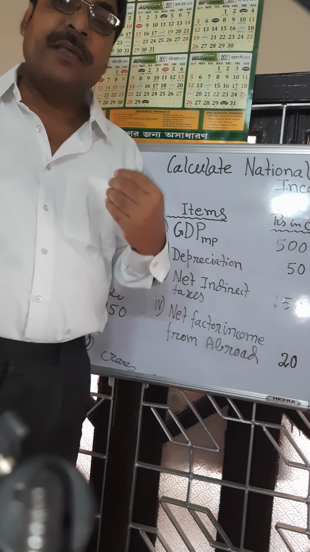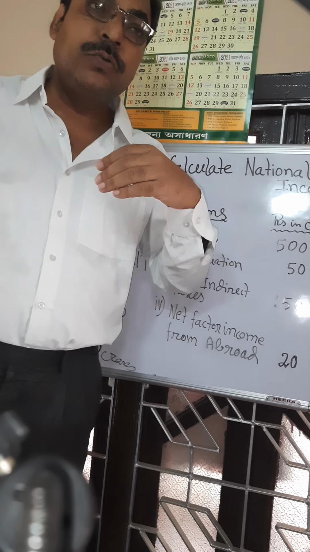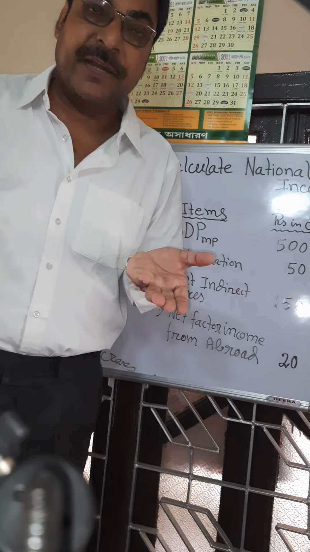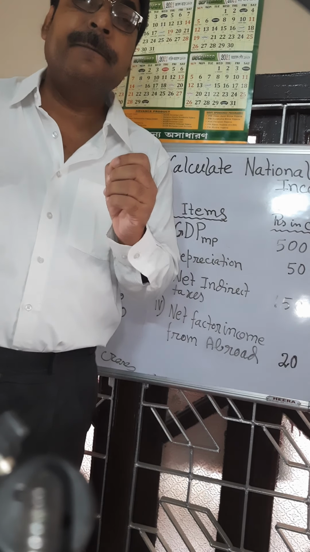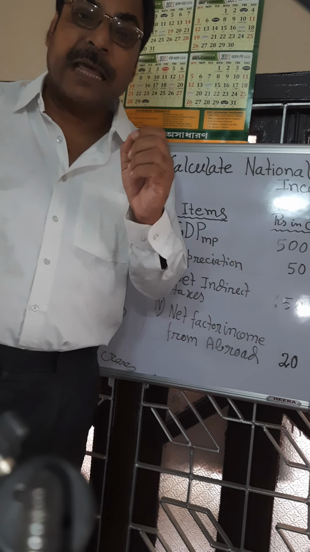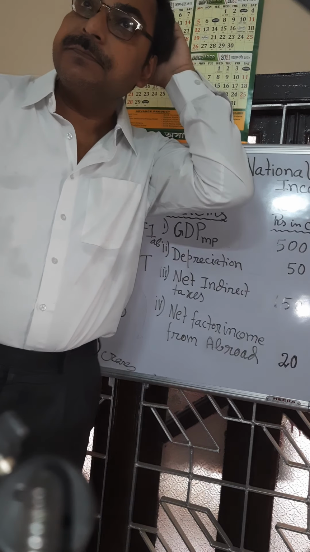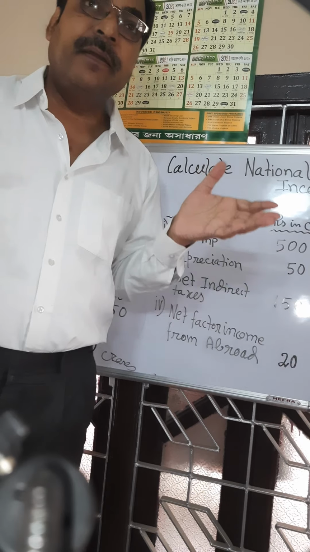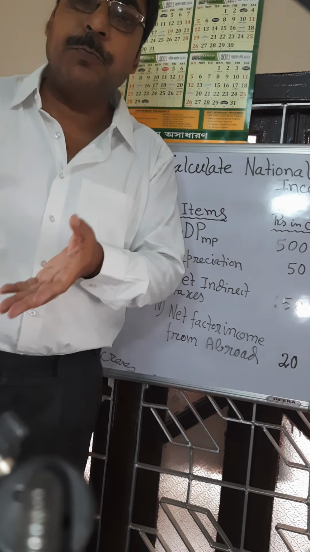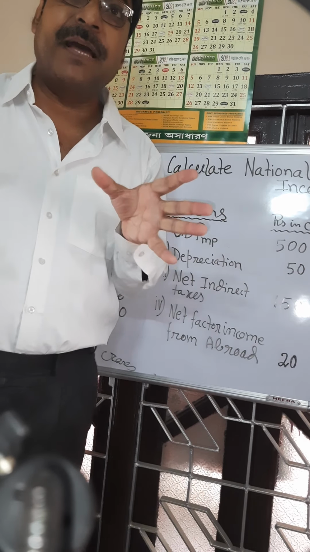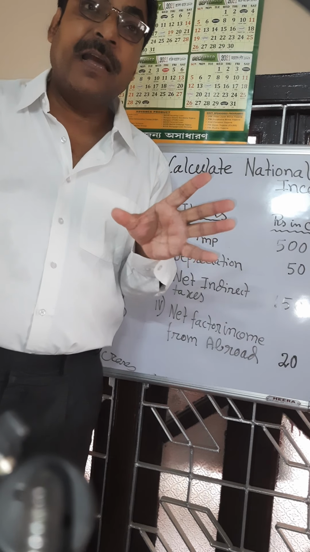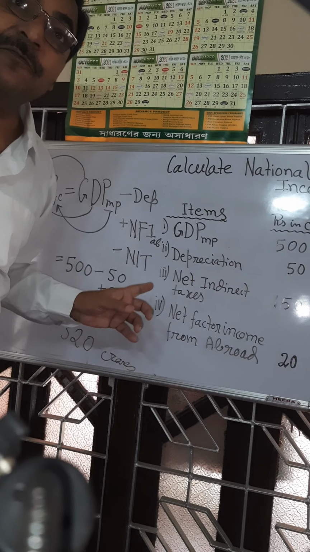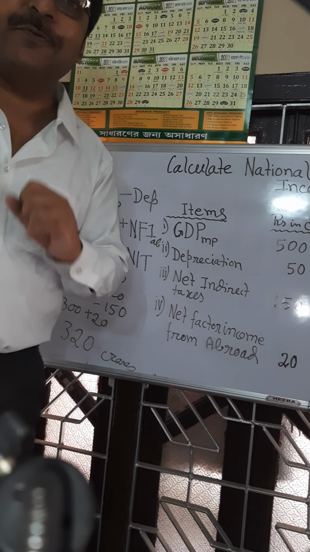In this way, if you know how to change one aggregate to another form of aggregate, then you can start calculation of national accounts. We will calculate national income by income method, by expenditure method, by output method, whatever be the method applied. Ultimately, you have to follow this adjustment procedure. So it is very important and practice at home.